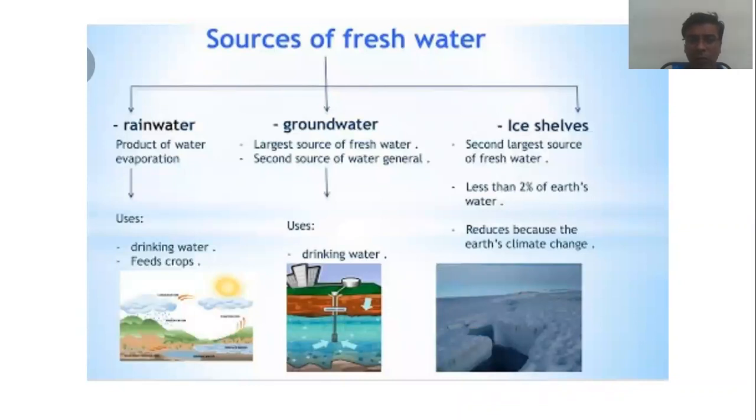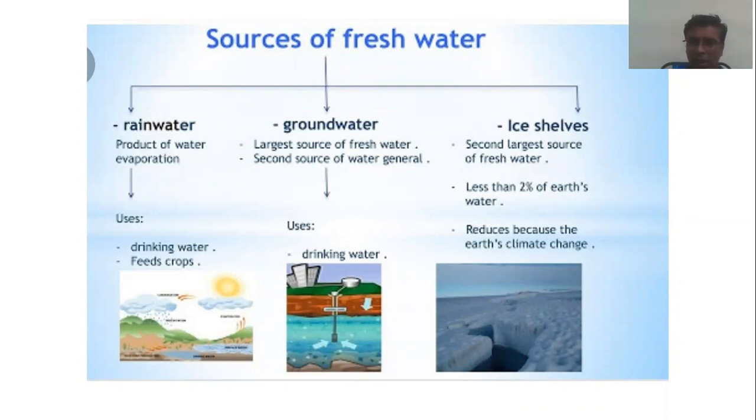Rainwater is a product of the evaporation process. In the next slide, I'll explain the hydrological cycle. In groundwater, the water is absorbed by the topsoil, which purifies the water. Slowly, it travels through multiple layers and reaches the last level, where it is stored as groundwater.